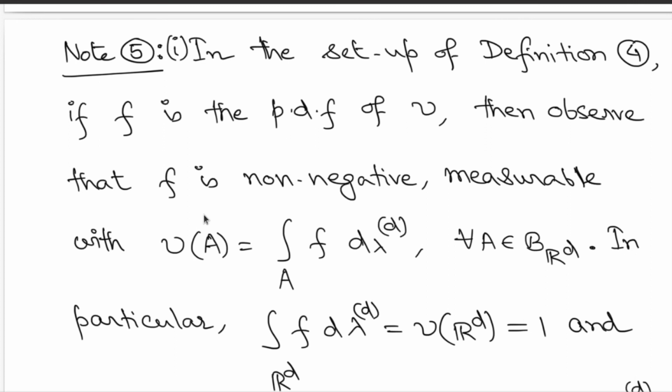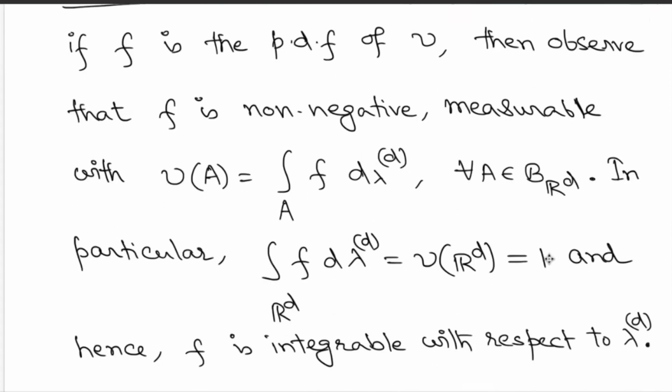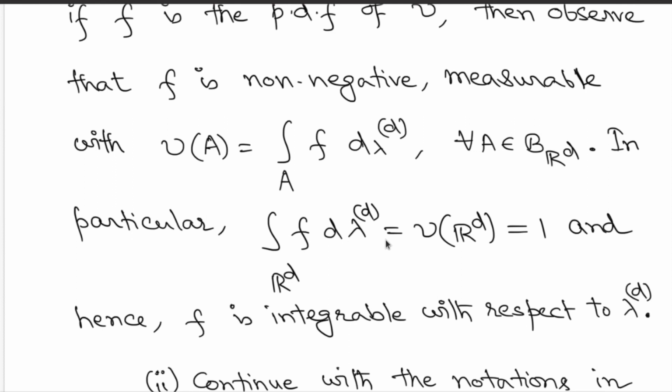And moreover, you can talk about the probability of events, or Borel sets capital A, as an integration of this density function with respect to the Lebesgue measure. That is as per the structural property of the Radon-Nikodym theorem. But if you choose the set to be the whole of R^d, what happens? You are going to get back nu of R^d, but nu is a probability measure, so therefore the total value is 1.